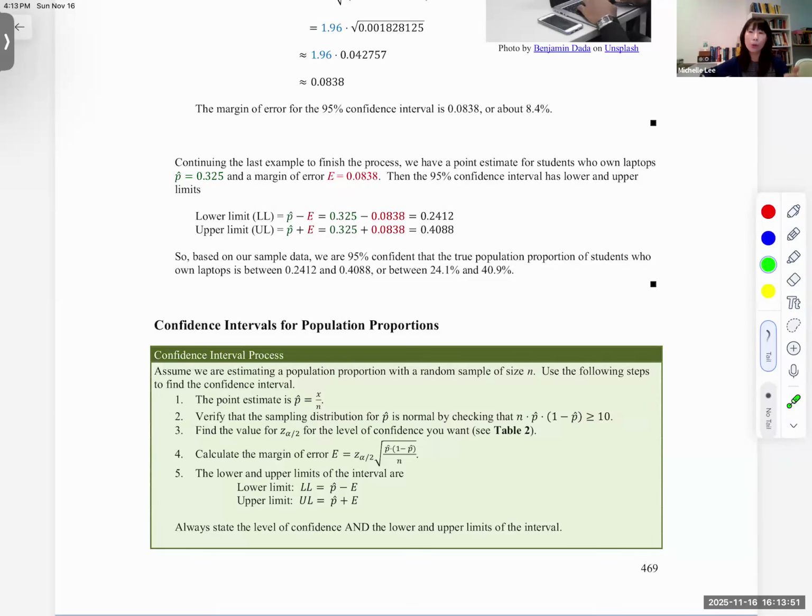Why? Because we are going to use the StatCrunch normal distribution, right? If this is satisfied. Otherwise, we cannot use the StatCrunch normal distribution. All right? Okay, then find the Z critical value, which is Z sub alpha over 2, right? Then we calculate the margin of error. Then we can find the lower limit and upper limit.